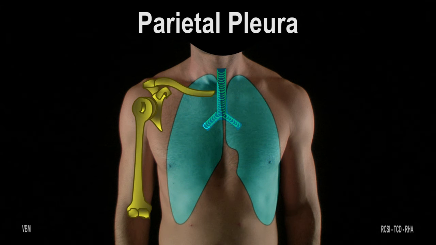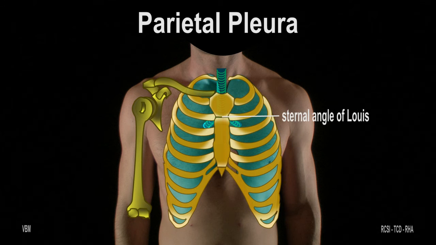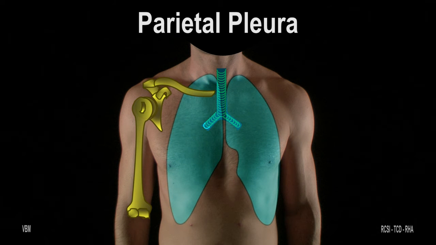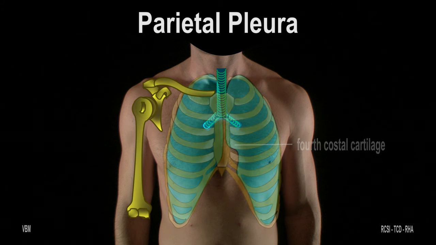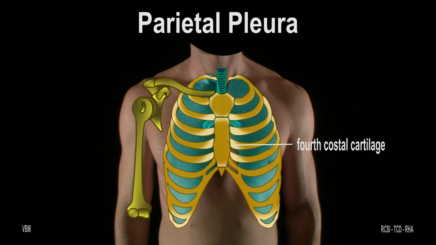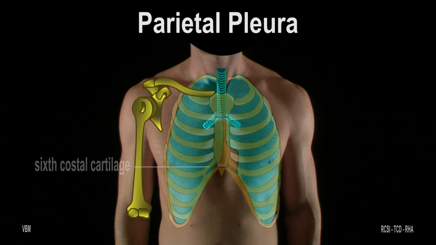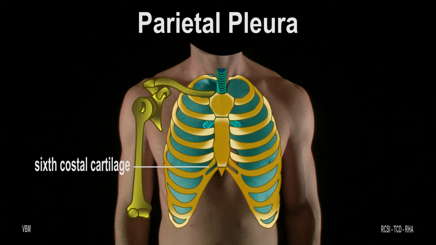The anterior border of the parietal pleura reaches the midline at the sternal angle. The left border of the parietal pleura moves away from the midline at the 4th costal cartilage. The right border of the parietal pleura moves away from the midline at the 6th costal cartilage.